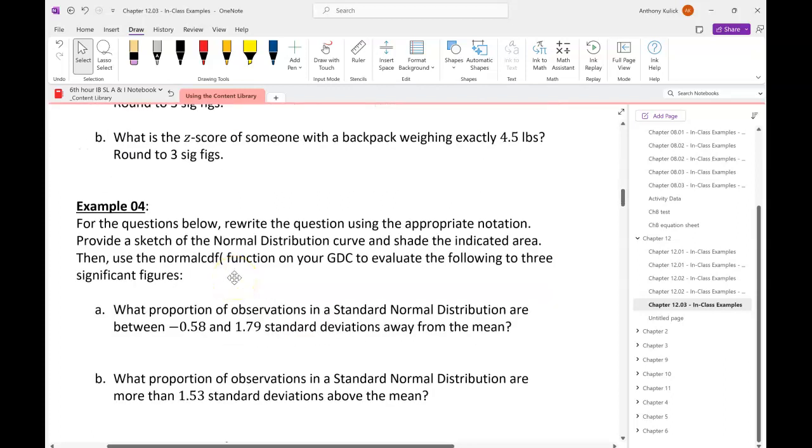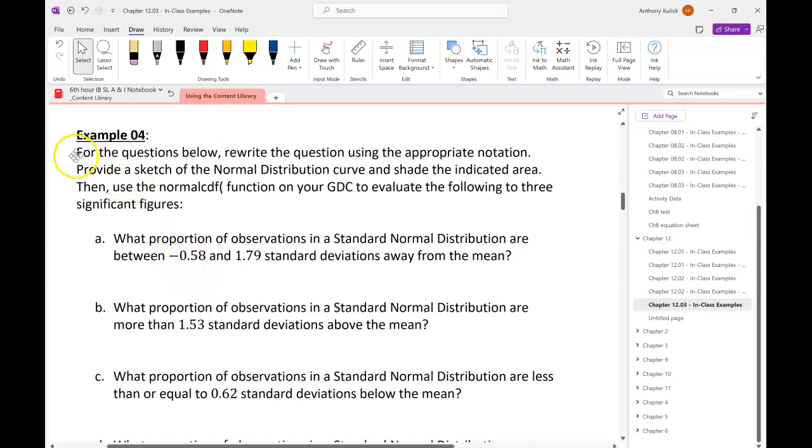Okay, next one. It says, for the question below, rewrite the question using the appropriate notation. That means rewrite it as a normal distribution, like X tilde N, mean and standard deviation. Provide a sketch of the normal distribution curve and shade the indicated area. Then use the normal CDF function on your calculator to evaluate to 3 significant figures. We'll show you how to use the calculator in a second. Okay.